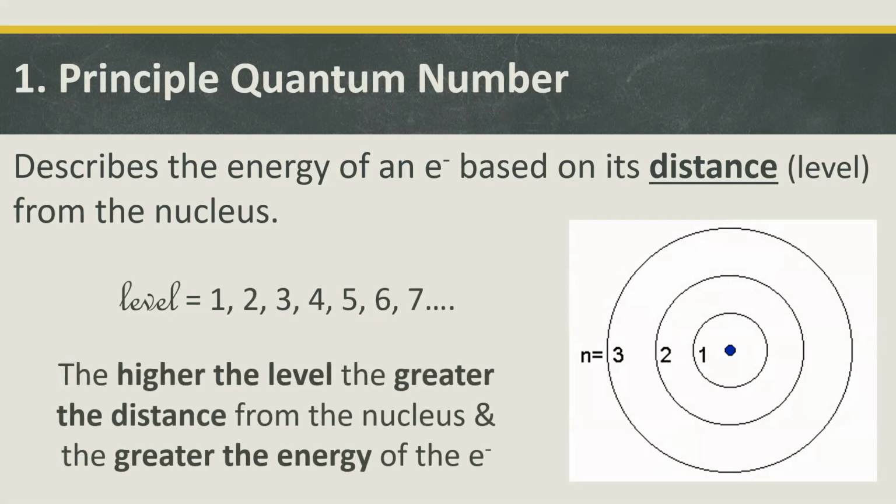So the higher the energy level, as I said, the greater the distance. And the greater the distance, the greater the energy of the electron. This is because the electrons have more room, they're able to move more freely because they have more space. So the principal quantum number is the energy of an electron based on its distance. The keyword is distance from the nucleus. The farther away, the higher the level, the greater the energy.